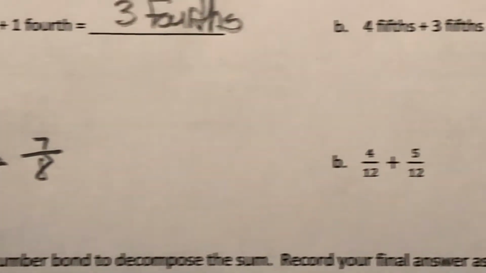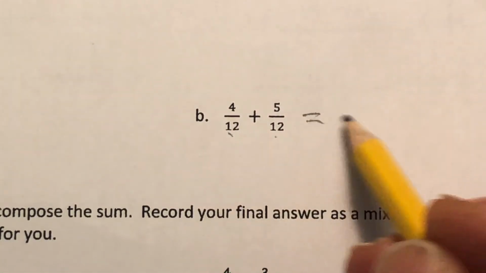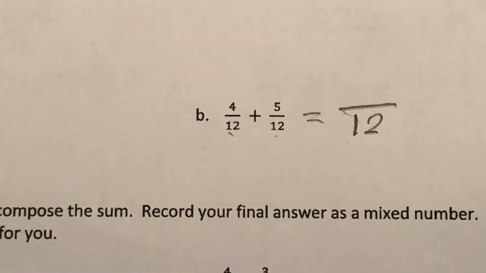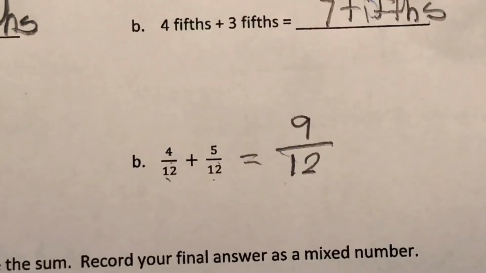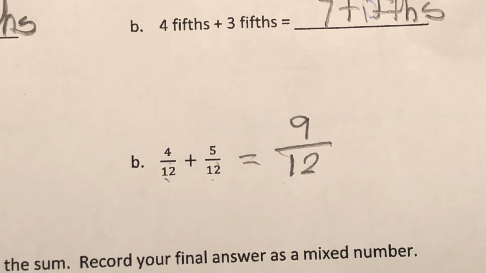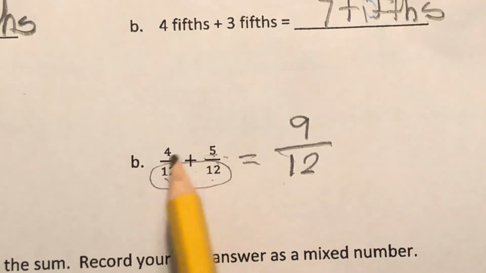Okay, and then over here, 4 twelfths plus 5 twelfths. I'm dealing with twelfths, so that's what my unit is. 4 plus 5 is 9. I get 9 twelfths. Okay, when the denominators are the same, you can just add or subtract whatever it's asking you to do, the numerators, no problem.